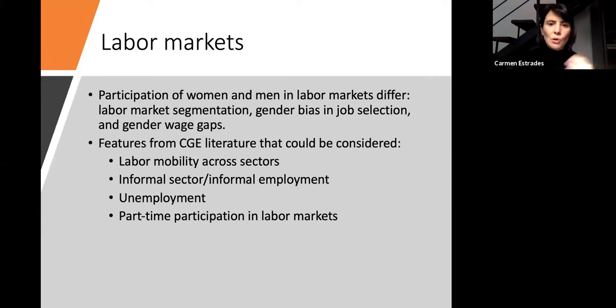So those are the models that are already there, but what other features could be introduced to try to capture these dynamics that I mentioned before more accurately? Some features that we could take from other CGE literature are considering imperfect labor mobility across sectors, and considering the informal sector, because when we analyze the care sector in many countries, we find that there is a high degree of informality, of non-regularity of employment in this sector. Also consider unemployment, or maybe more accurately, part-time participation in labor markets.